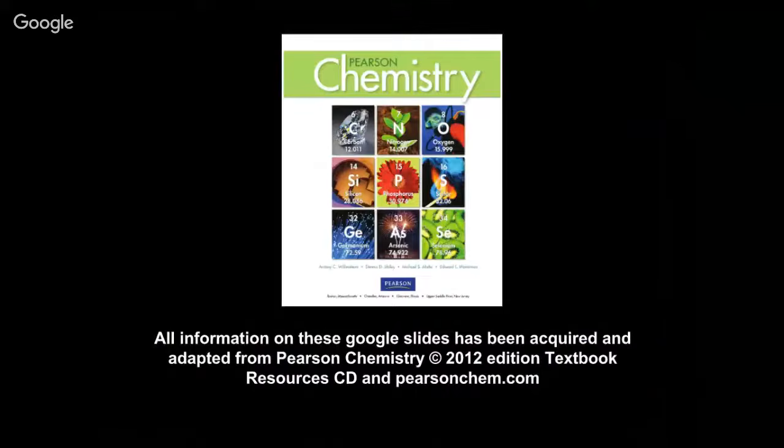And that concludes your Chapter 5, Section 3 notes over atomic emission spectra and the quantum mechanical model. As always, all of the information on these Google Slides has been acquired and adapted from Pearson Chem's 2012 edition of the textbooks, resources, CD, and pearsonchem.com.